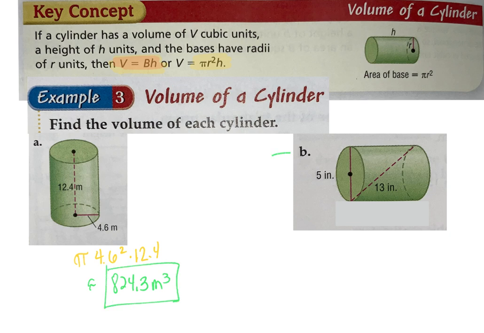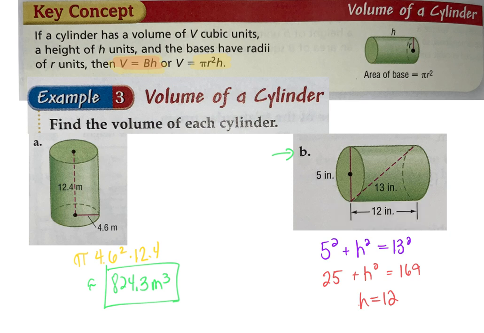There are going to be times like B when you don't have everything you need, okay? They have given you the diameter and they have given you the diagonal, and we have to calculate the height here. So what do I do to calculate this height? Yeah, Pythagorean theorem. It's going to be 5 squared plus whatever my height squared equals my 13 squared. All right. This is a Pythagorean triple, by the way. 5, 12, 13 is always what it is when you have 5 and 13. So H is going to equal 12. So my height here is 12 inches.